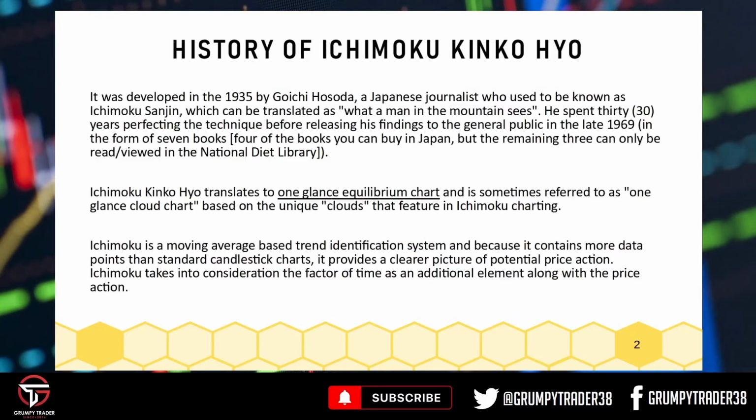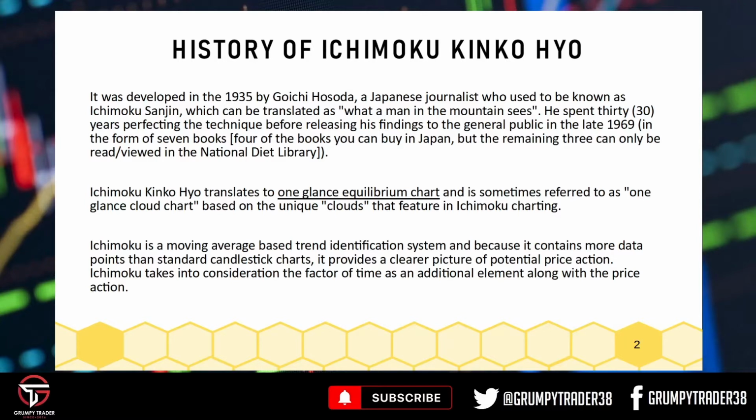Start tayo sa history, no? So, it was developed in 1935 by Goichi Hosoda, a Japanese journalist who used to be known as Ichimoku Sanjin, which can be translated as what a man in the mountain sees. So, Ichimoku Sanjin was his pen name. Okay? Parang ako, Grumpy Trader yung pen name ko. Siya, Ichimoku Sanjin.